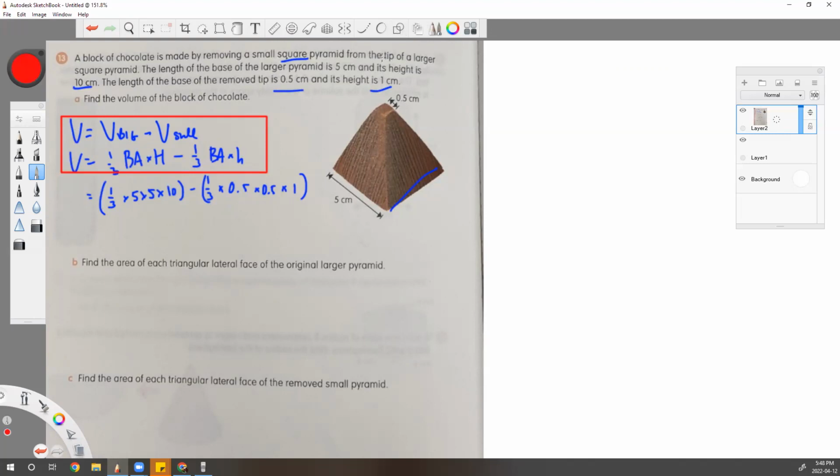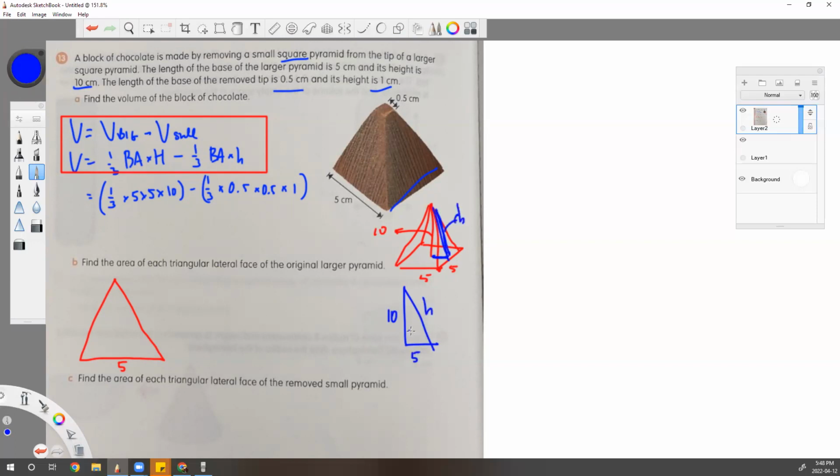And you can calculate it yourself. Find the area of each triangular lateral face of the original larger pyramid. The original larger pyramid is this, right? Say this is 5. But how do you calculate the height? So you need to draw it one more time in order to make it simpler. Here you go. This is 5, this is 5, the height is 10. So you need to find this part, the slant height, this L. As you can see, this is also a Pythagoras, 10, 5, and you are calculating this height. Okay, so is it plus or minus, Stacy, in the Pythagoras rule?